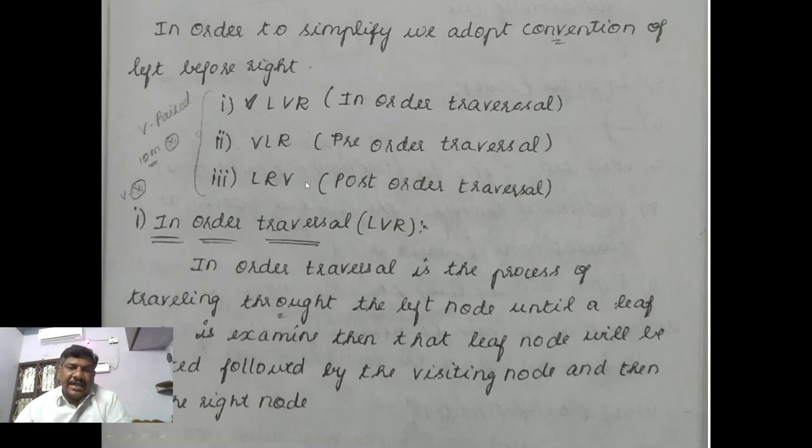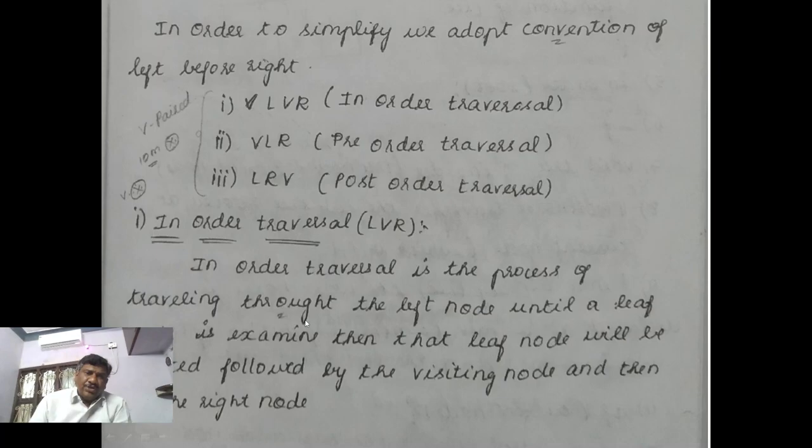Now, how am I going to visit a tree using this? In-order traversal is the process of traveling through the left child until a leaf node is examined. We have to pass through all the left children, starting from the root node, its left child, then its left child, then its left child. Finally you will be at a place where you cannot move. That is called a leaf node. If a leaf node is examined, then that particular leaf node has to be visited.